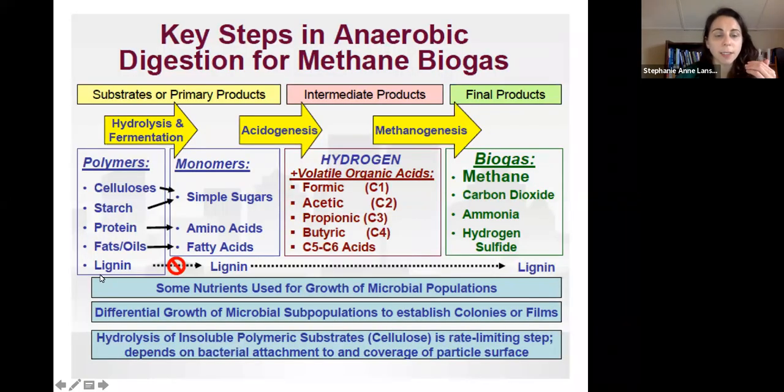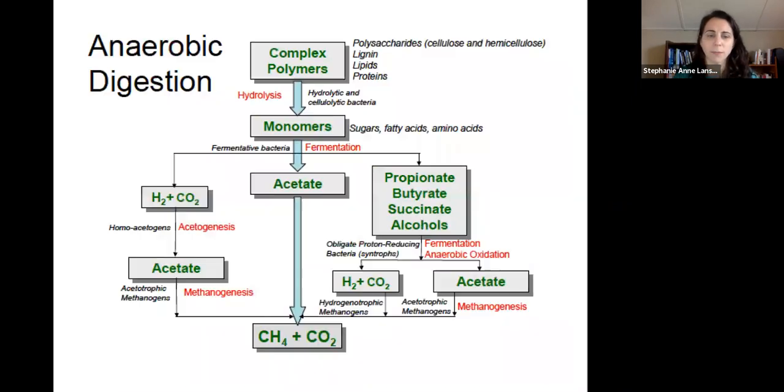So again, our lignin is not gonna do much for us, but our celluloses, our starches, and our proteins are gonna be broken down to our monomers, our amino acids, which are then gonna form, during acetogenesis, our volatile organic acids, acetic acid, propionic acid. And then through methanogenesis, those are gonna form our methane, CO2. And so again, there's some nutrients used for microbial growth, but most nutrients go through. And again, our rate limiting step is really the breaking down in this first hydrolysis fermentation process, the breaking into those small chains that can be used by the microorganisms.